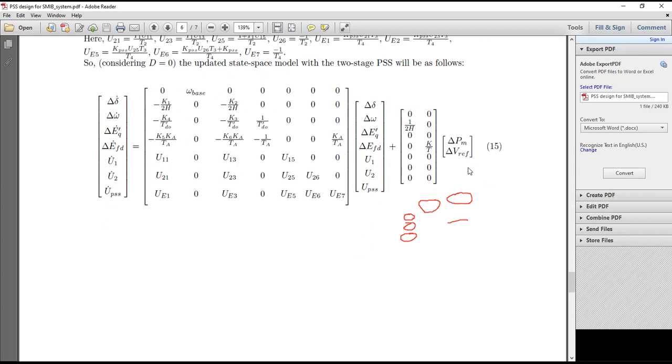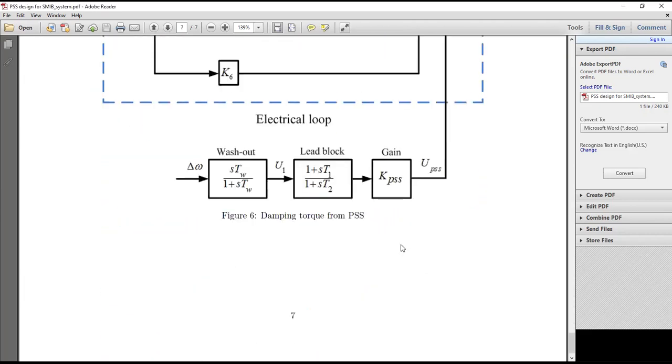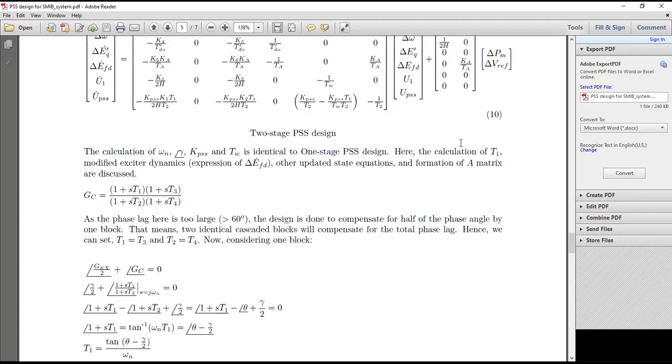Okay, so this part is done. Now we should go to the simulation part, and we will see how we can do that. So let's run MATLAB first. It takes some time to load.